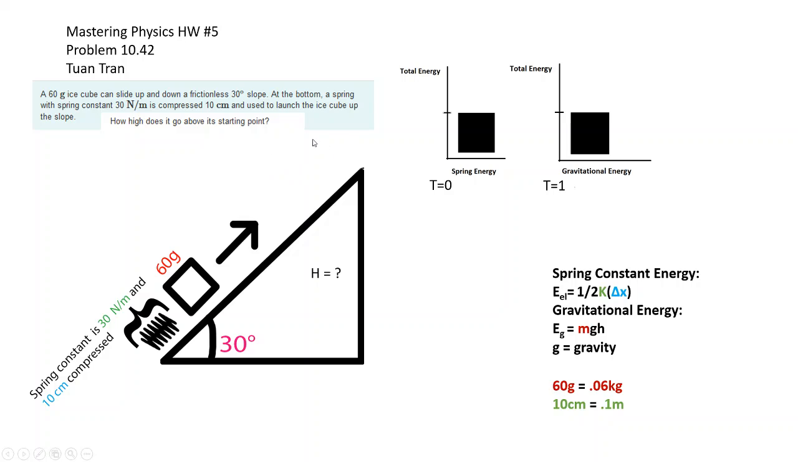Once the ice cube reaches its maximum height, the energy will convert into gravitational energy because at the maximum height, nothing else is affecting the movement of the ice cube besides gravitational energy. So what you can do is set spring energy equal to gravitational energy in order to find the height from the gravitational energy formula.